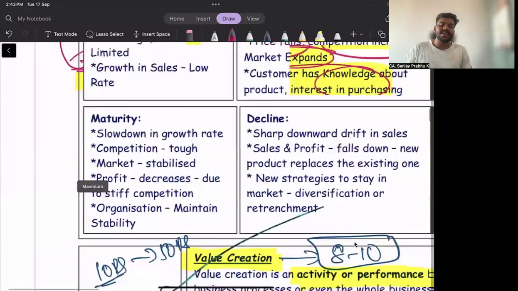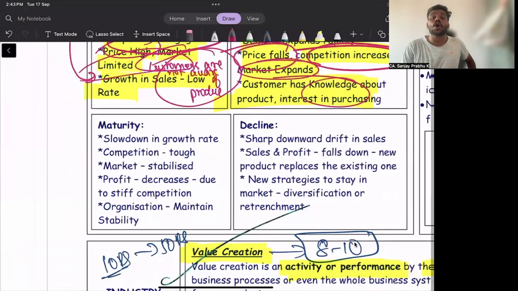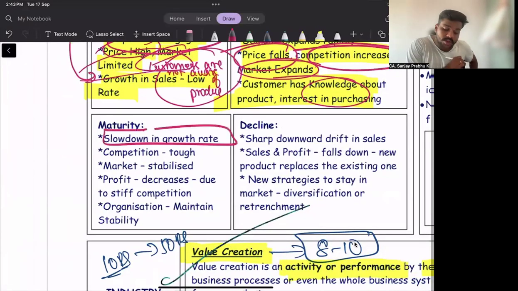Now let's understand maturity stage. What is happening at maturity stage? Slow down in growth rate. Maturity, we have discussed in chapter number 3, stability strategy. At maturity, what kind of strategy does a company take? Stability strategy. I hope you remember.